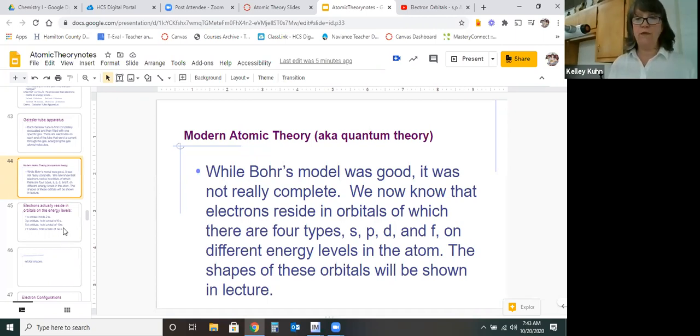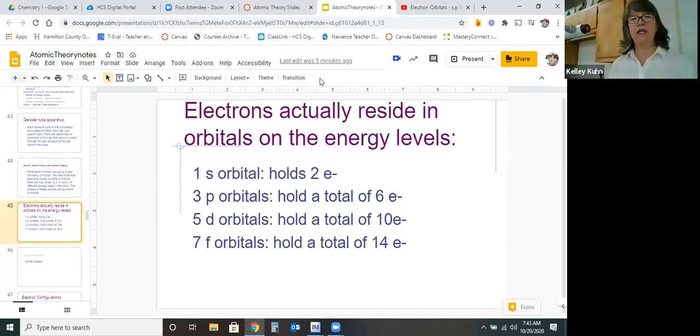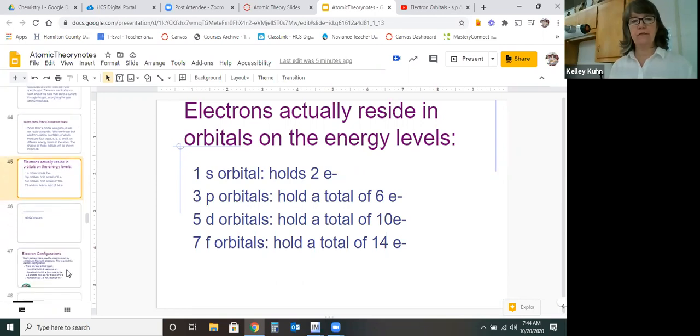So what do we mean by orbitals? Well, first of all, I would like you to copy this into your composition book. We now know that electrons actually reside in orbitals on the energy levels. If you could pause this video for a second and add this into your notes: there's one s orbital and it holds 2 electrons. There are 3 p orbitals. They hold a total of 6 electrons. Take a second and copy that, and then we'll move on from there.